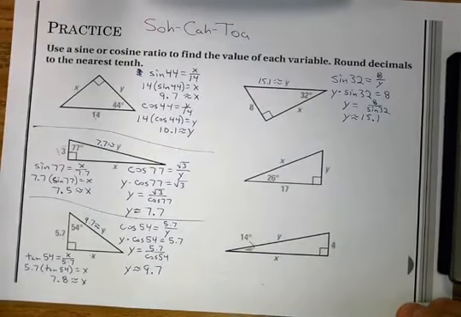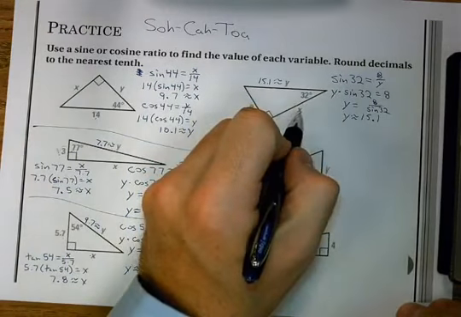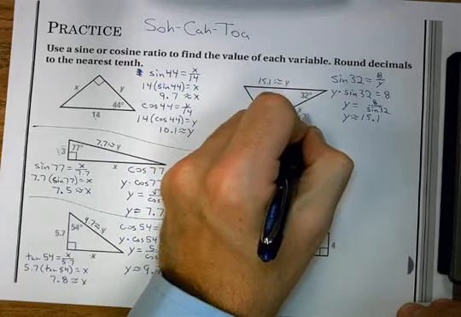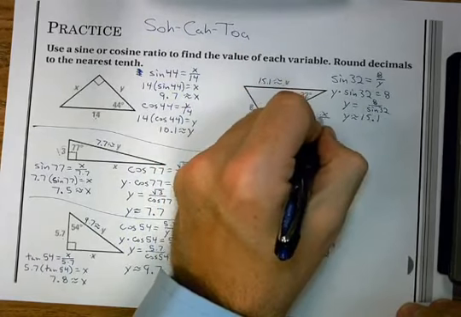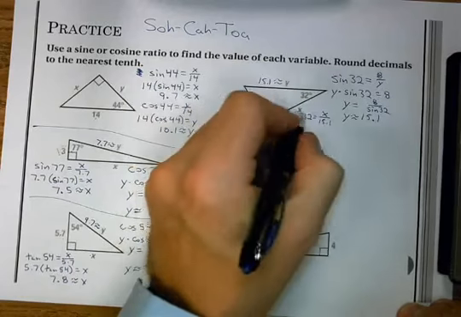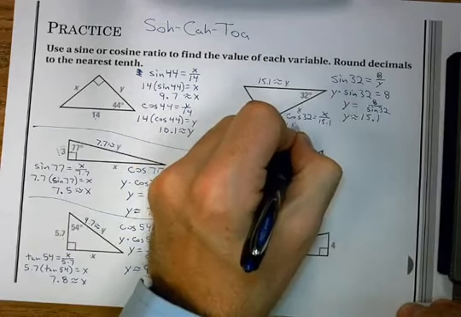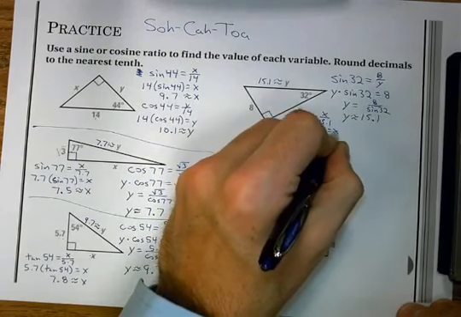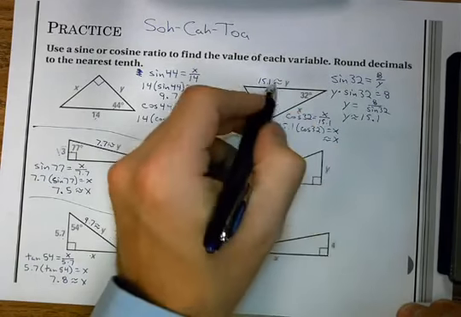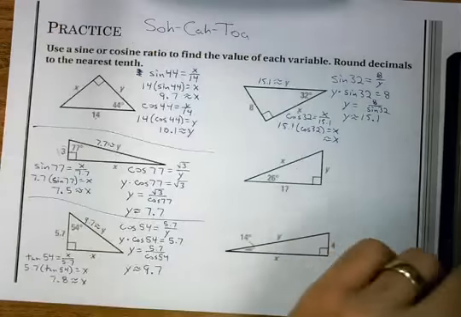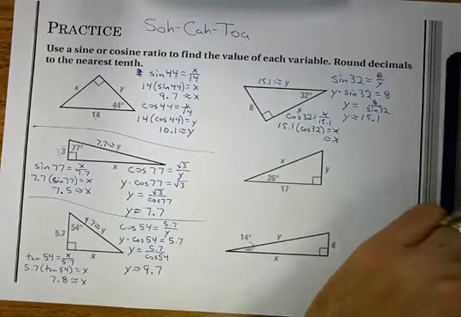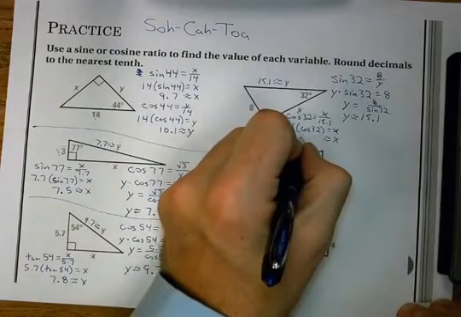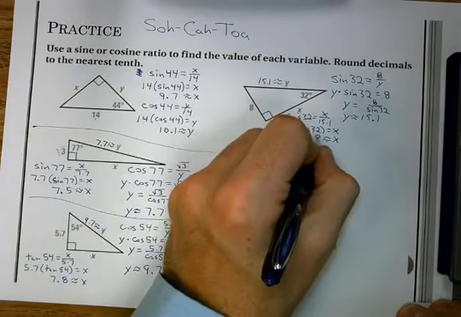Now when we find x, let's do cosine. So cosine is adjacent over hypotenuse. Cosine of 32 equals x over 15.1, which is 15.1 times cosine of 32. And this is an approximation still because we're actually using a number we rounded already. So 15.1 times cosine of 32, and we get that it's about 12.8.